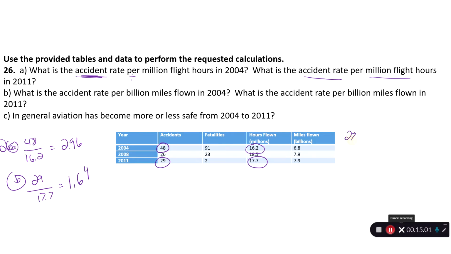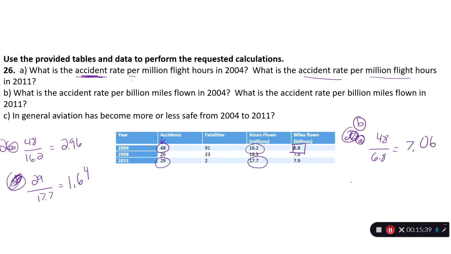Right, how about 27? For 27A, oh, those were both A, I'm sorry. Now we're working B. What's the accident rate per billion miles flown in 2004? So we're sticking with accidents. This one doesn't ask us about fatalities, but we're doing per billion miles flown. So now this 48 goes over 6.8. So when I divide those, I get 7 point something. 7.06, I guess we'll call it.